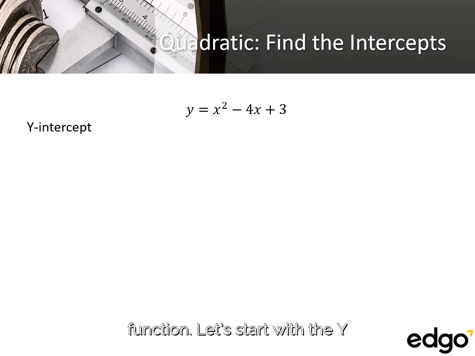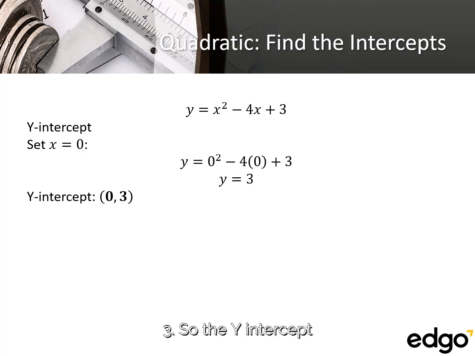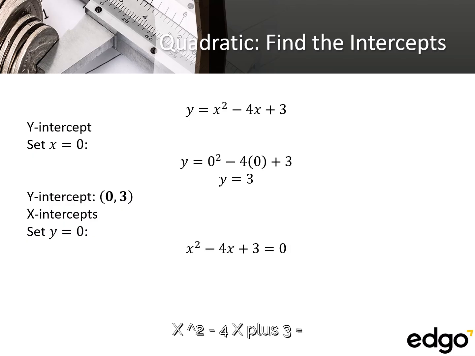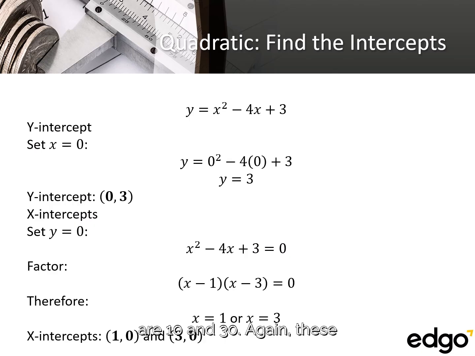Let's start with the y-intercept. To find the y-intercept, we set x equal to 0. Substituting 0 into the equation gives us y equal to 3. So the y-intercept is (0, 3). Now let's find the x-intercepts. We set y equal to 0. So we have x squared minus 4x plus 3 equals 0. We can factor this expression. It becomes (x minus 1) times (x minus 3) equals 0. Therefore, x equals 1 or x equals 3. So the x-intercepts are (1, 0) and (3, 0).